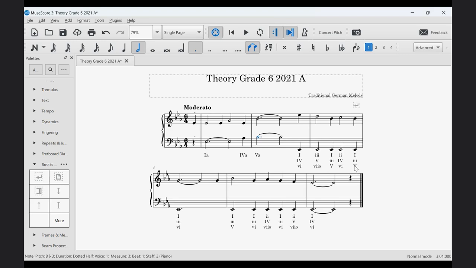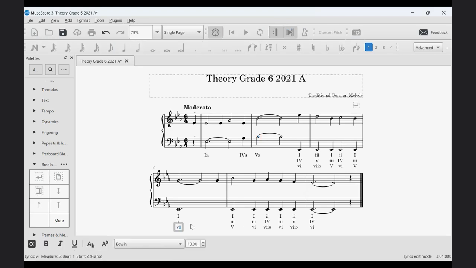Or we could also go with a 5 to a 6. That's an interrupted cadence. That will give it an exclamation mark effect. So over here, I would like to choose the interrupted cadence.